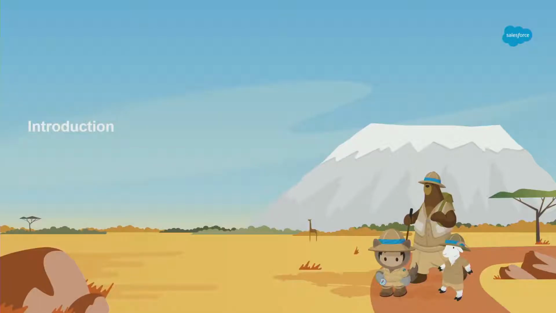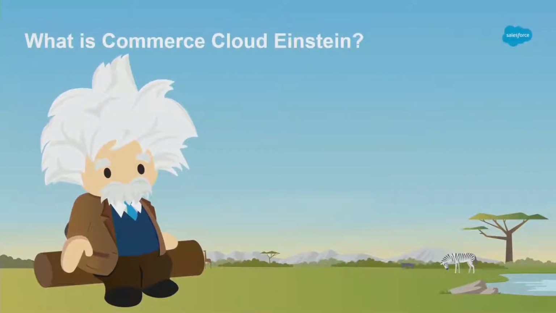First, a brief introduction of what is Commerce Cloud Einstein. Einstein is a brand that gets thrown around a lot. There's a lot of different functions that it serves depending on the use case or the ultimate purpose or end result that a customer of ours might be trying to achieve.